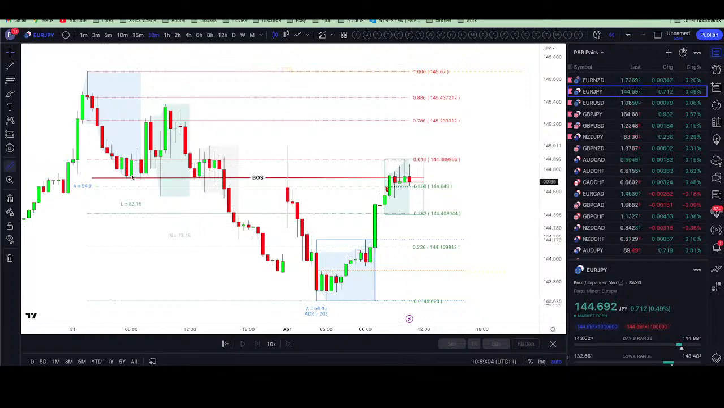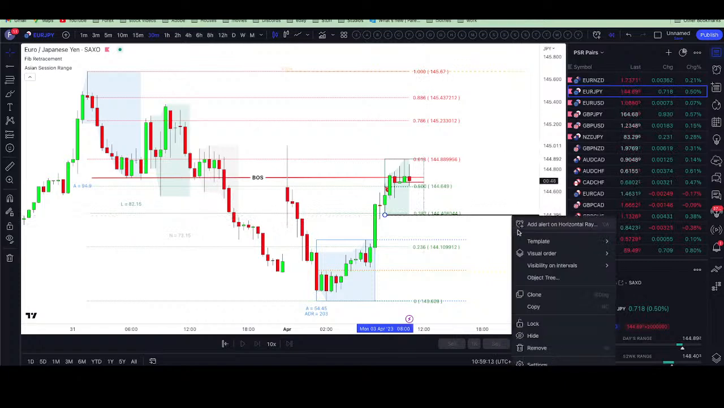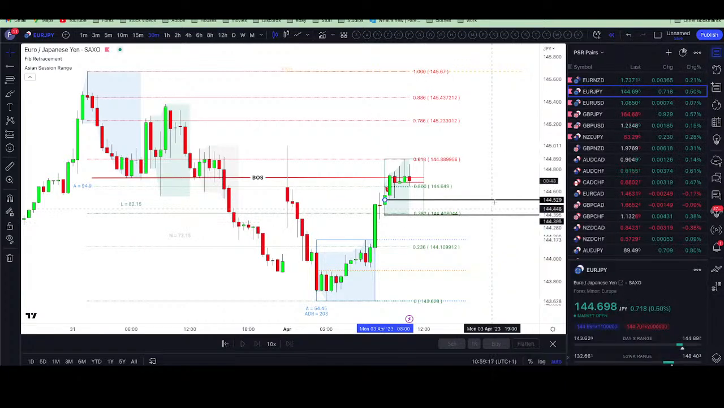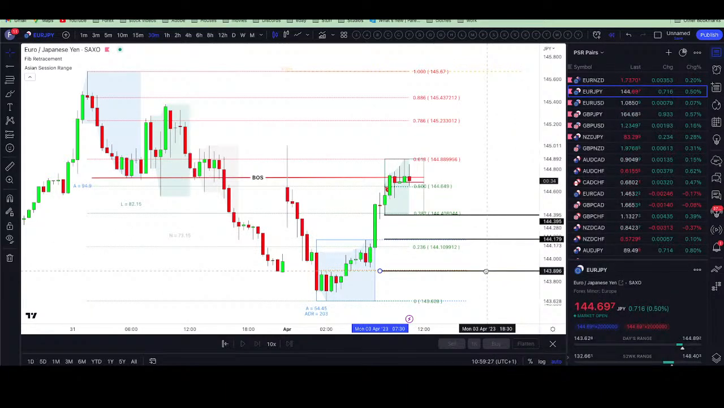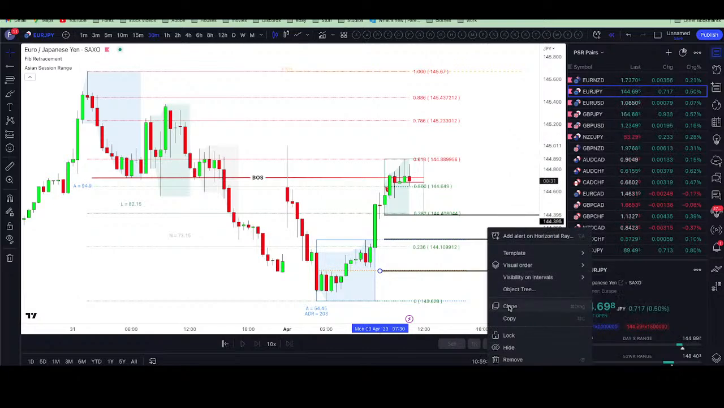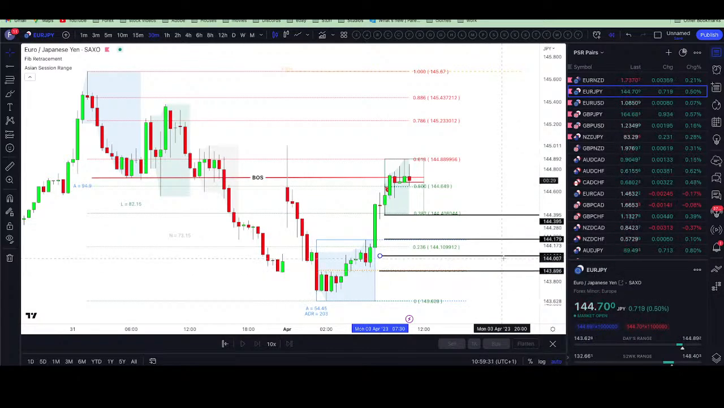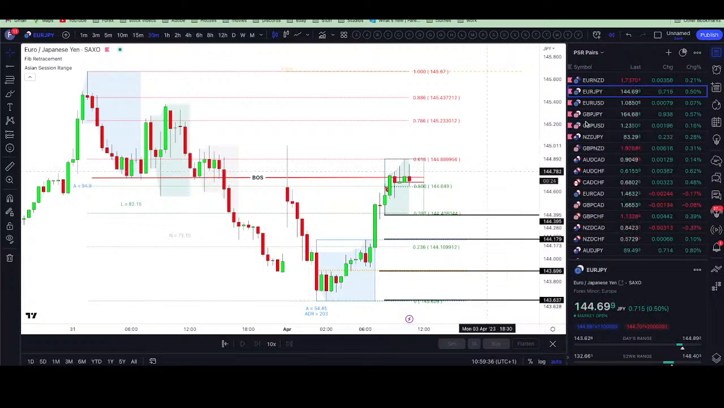TP1 will be the London session low here. Just trying to get this in here. Here's TP1. Clone. Here's TP2. Clone. Here's TP3. And here's TP4. This is on EJ for a possible sell trade.